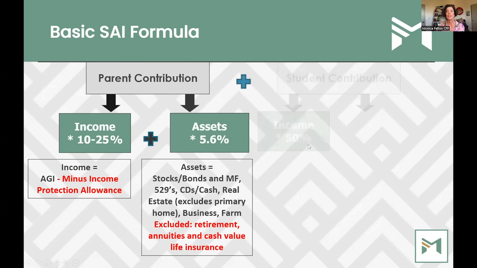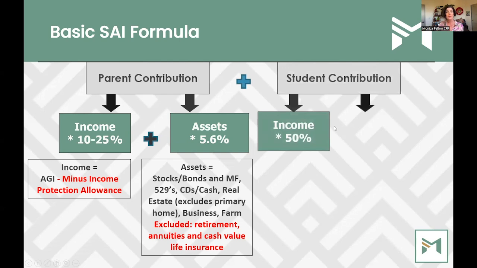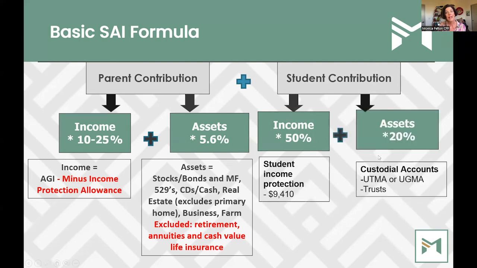Now they're going to look over at student assets and income. So they'll take 50% of your student's income. But don't worry, if you have a student working at Starbucks, that's marvelous. We like that. So there is something called an income protection. And for the student, it's $9,400. So you can see that most students aren't going to bump into that income. And then assets. Assets for a student are things like custodial accounts, like UTMA accounts or UGMA accounts. So those accounts are considered a student asset.